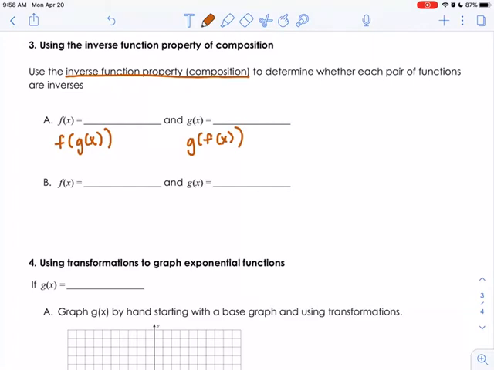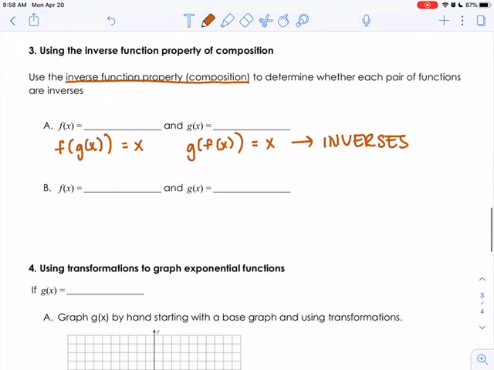So when you take f of g of x, you should get x, and if you take g of f of x, it should equal x if they're inverses. So basically, if you compose these functions and you get x, then yes, they are inverses. But if you get anything besides x when you do each one, and it has to work for both, so you need to test both. You can't just do f of g of x, if it equals x, stop. You need to do it for both. I need to see all that work. And so then you just need to say yes or no, are they inverses or not? So that's what you'll do for that one. And there's two different ones that you need to do, so A and B.